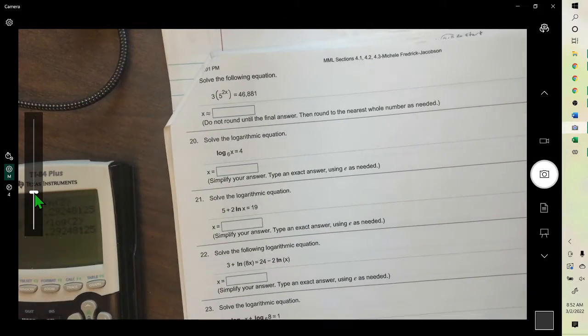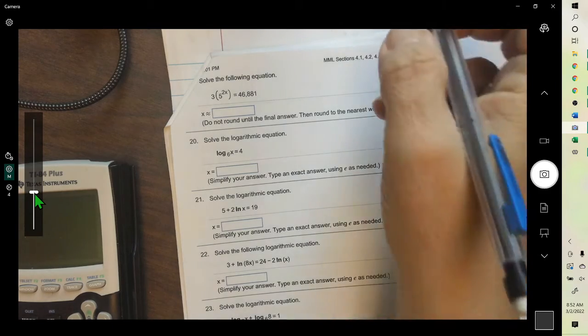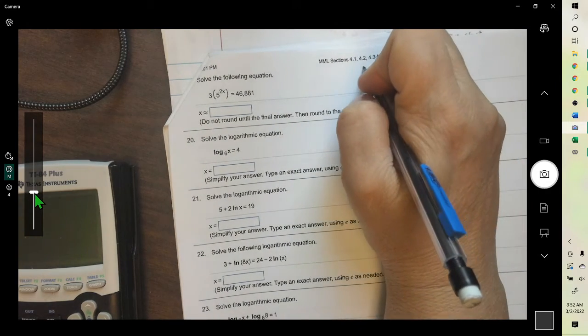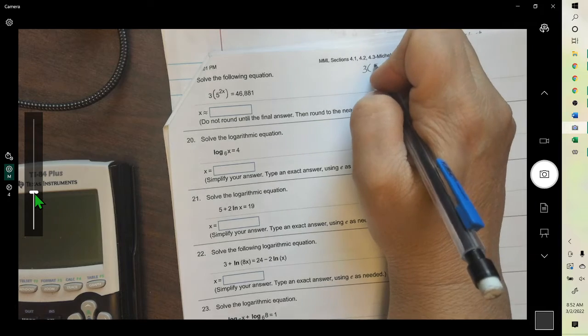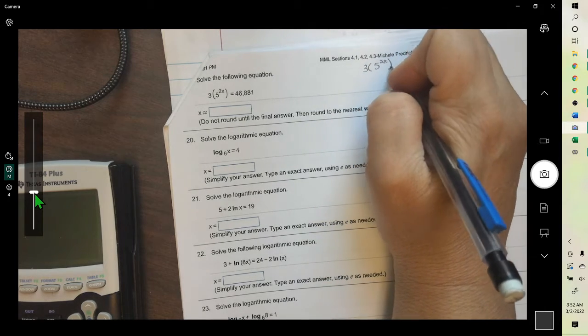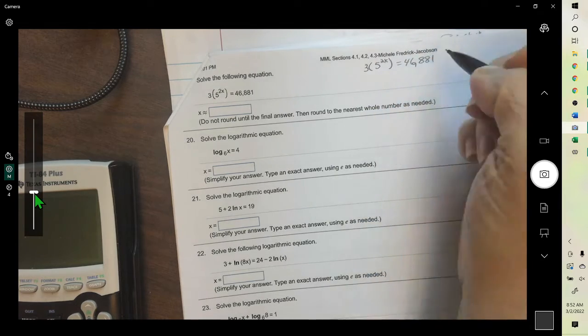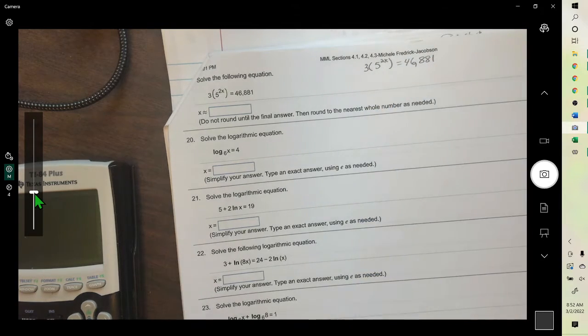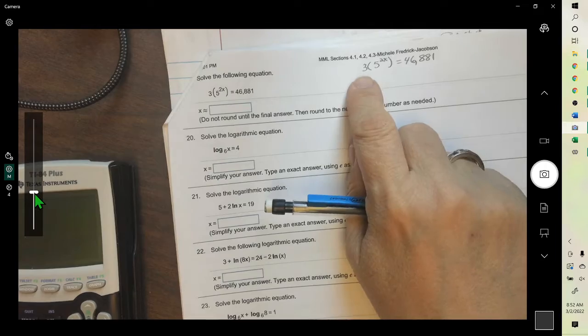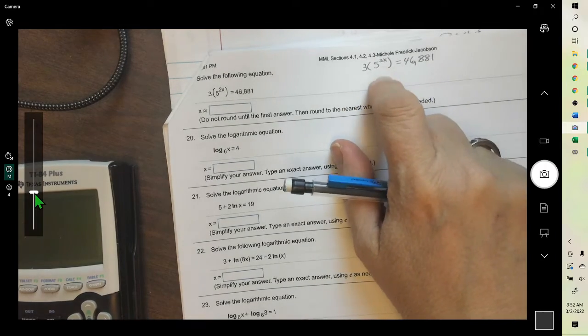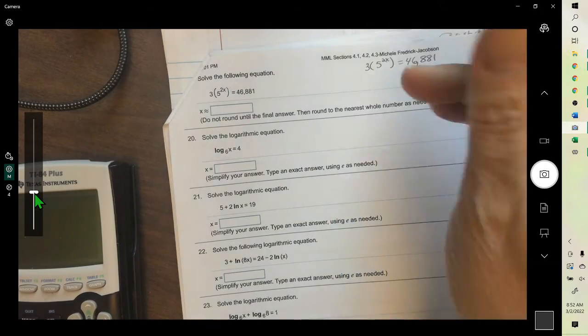So there's a lot of different versions when you're solving these. The more you practice, the better you'll do. So if we look at 3 times 5 to the 2x equals 46,881. Well, first thing we want to do is get rid of this 3, so the exponential part's by itself. So we'll divide by 3.